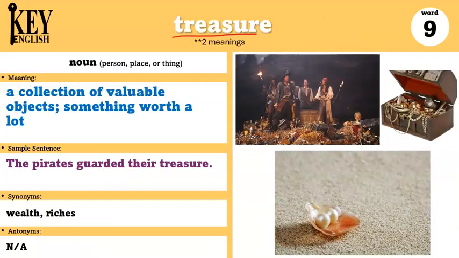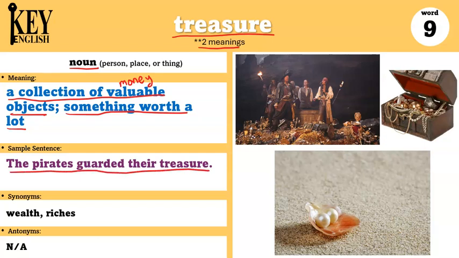Our next word is treasure. Treasure has two meanings. The first one is a noun and it is a collection of valuable objects. Something worth a lot. So remember, valuable means it's worth a lot of money or it's important. The example says, the pirates guarded their treasure.